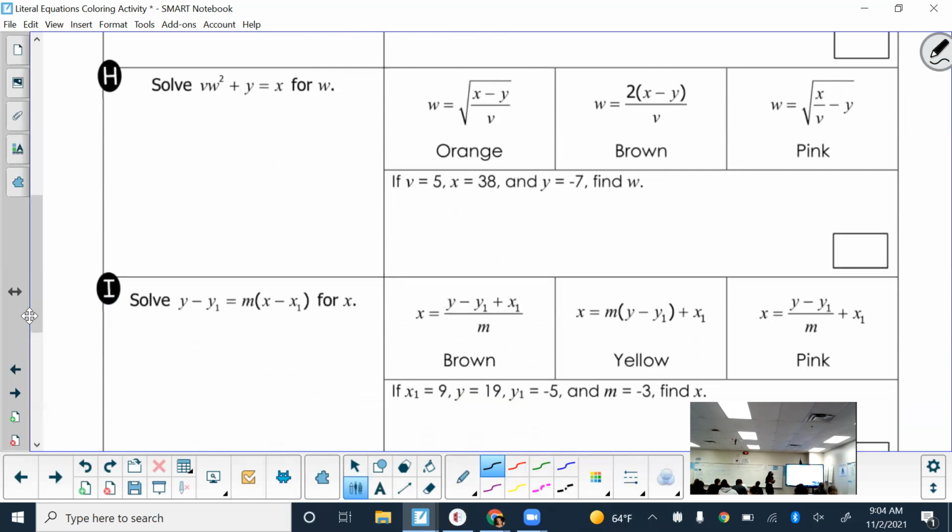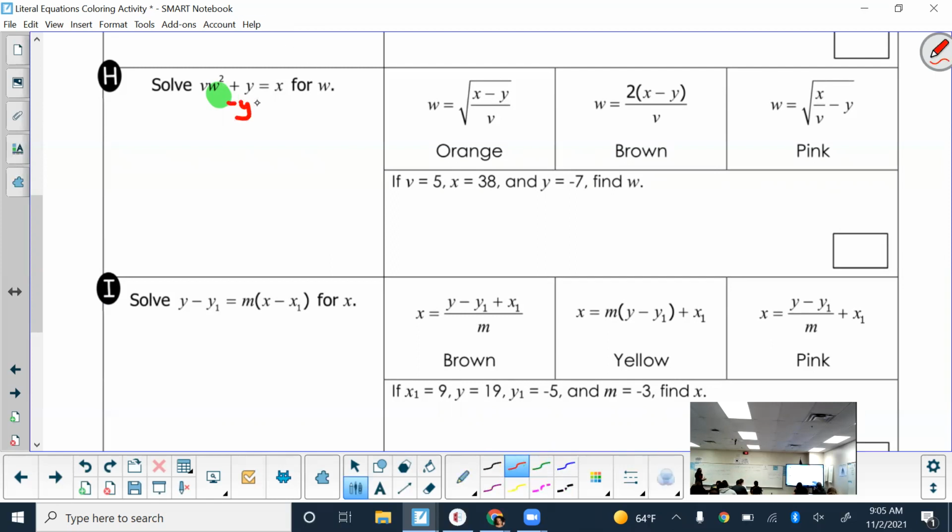All right, so in H, we're solving for W. We want to get this W by itself. I'll do my best not to highlight anything other than the W. So look at what's being done to it. And then always get rid of what's farther away from it. So we're going to get rid of that Y first. How do I make the Y cancel?